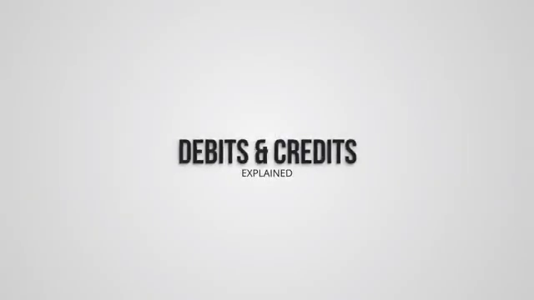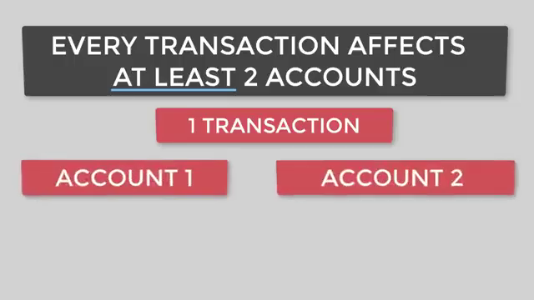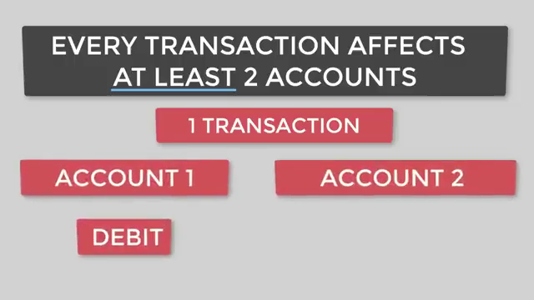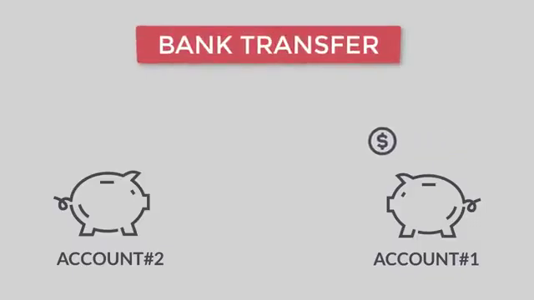In accounting, debits and credits always go together. Every transaction will have debits and credits, and at least two accounts will be affected. So remember, one transaction affects two accounts. If one account is debited, then the other one must be credited. Just think of it like a bank transfer. When you send someone money, it comes out of your bank account and it goes into their account.